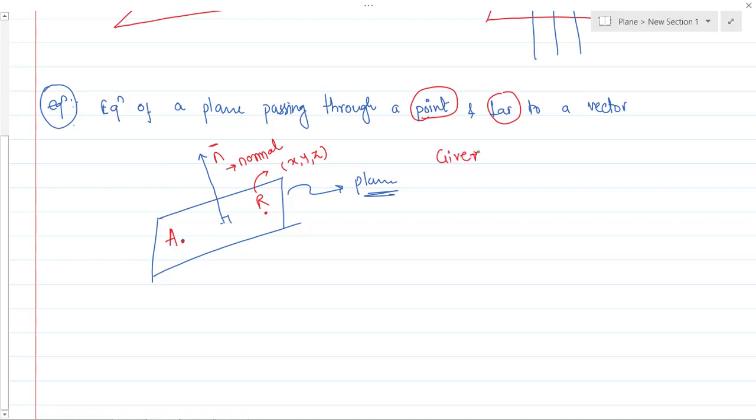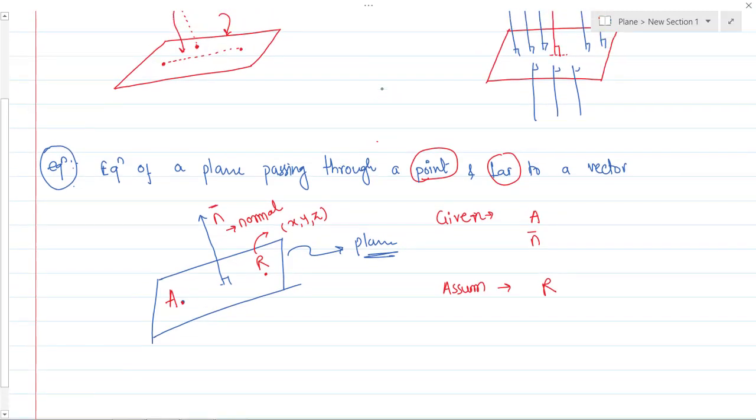They have given one point which is lying on that plane and they have given the normal vector. What we are assuming is that there is one general point r lying on this plane. Now let's take the concept which we have seen just now. Here, what is the definition we have done?